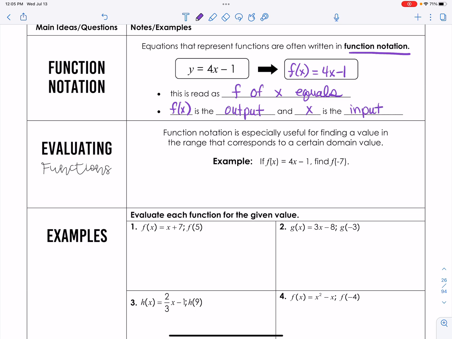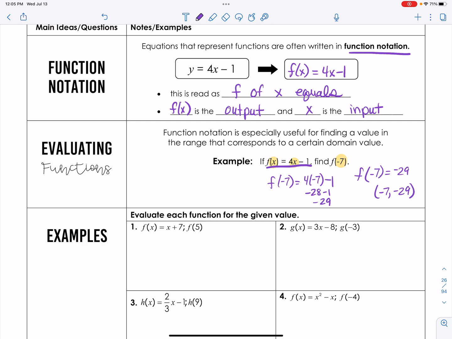So, for example, if they give you this is the function, and they're asking you to find f of negative 7, they're asking you to put that in for x. So you're going to say f of negative 7 equals 4 times negative 7, and I'm okay if you do that in your head. I was just trying to write it out so you could see. So you get negative 29. So f of negative 7 equals negative 29. You could also write that as a coordinate. So it's just another method of writing a coordinate.